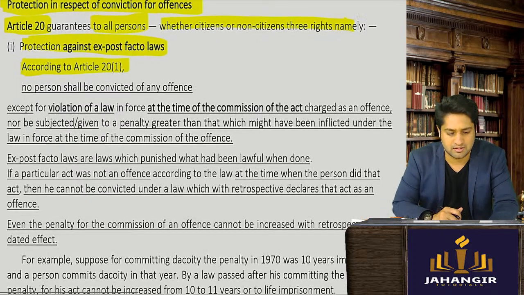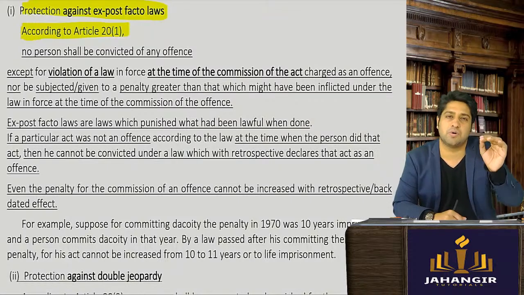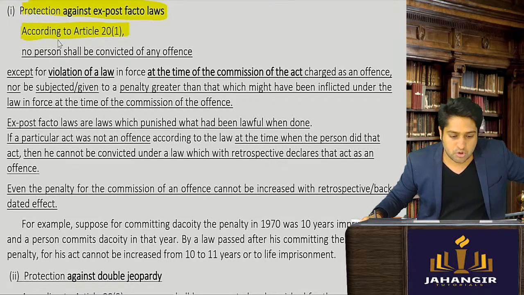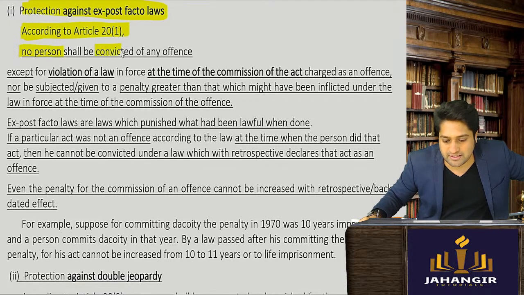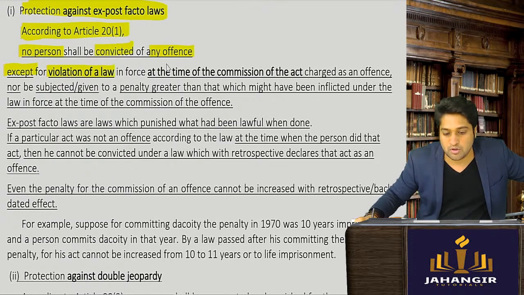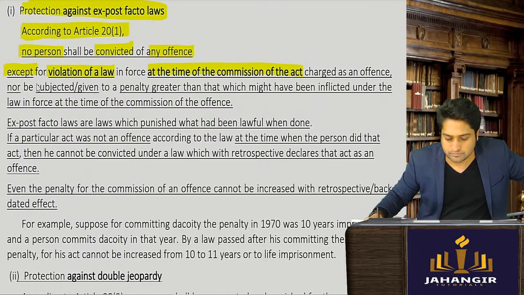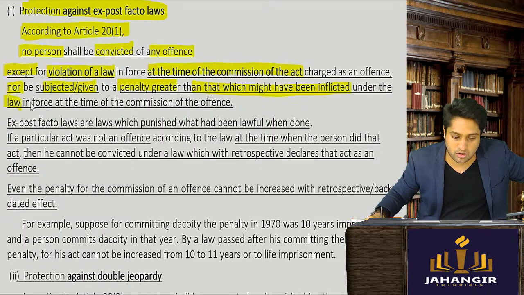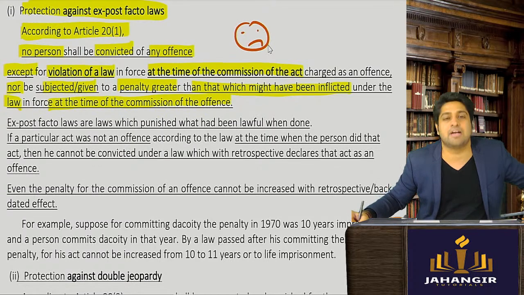I will read, and I just want you all to tell me whether you understood or not. Then I will explain. First, no person shall be convicted of any offence except for violation of a law in force at the time of commission of the act charged as an offence, nor be subjected to a greater penalty than that which might have been inflicted under the law in force at the time of commission of the offence. Did you understand? Yes or no?